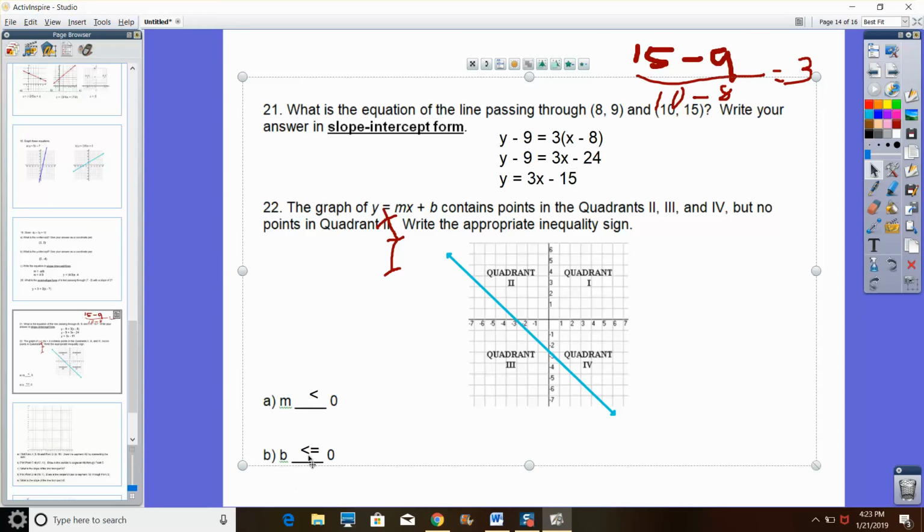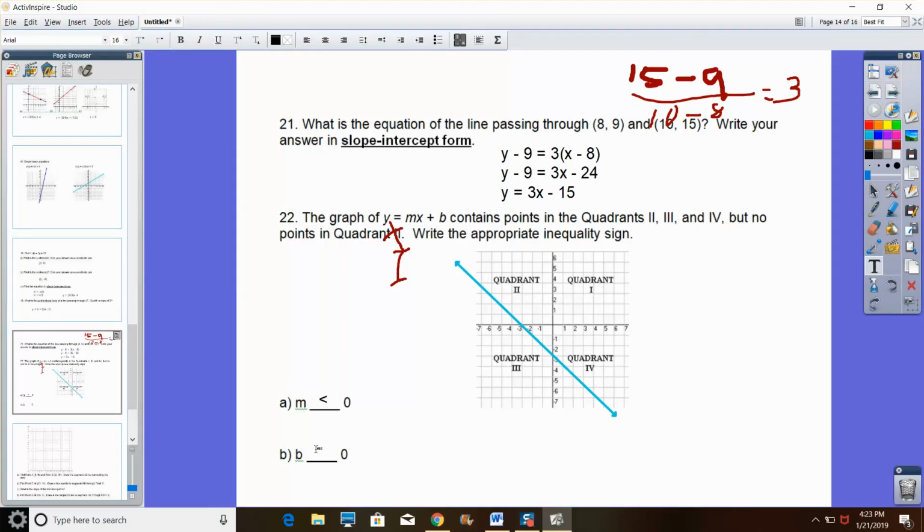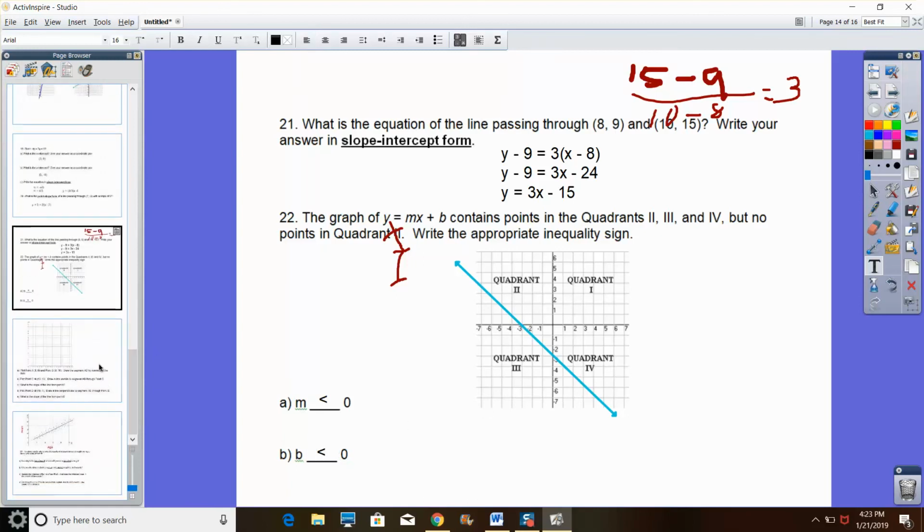Now that I think about it, no, I was right the first time, because if it was, then it wouldn't hit quadrant 3 in that regard. So it has to be less than 0. Must be less than 0. So I was right the first time. If you said less than first and stuck with it, even though my 30-second explanation said otherwise, then good for you.